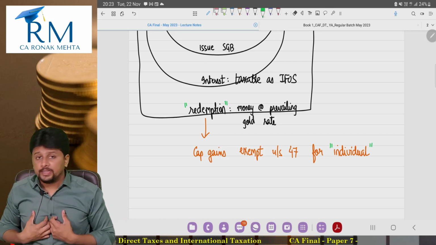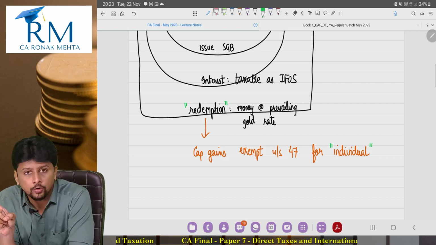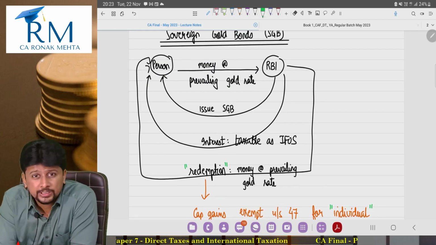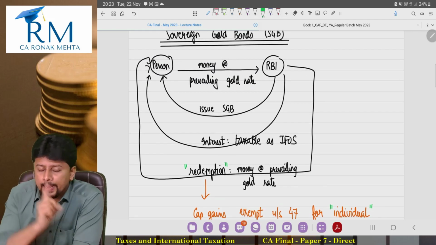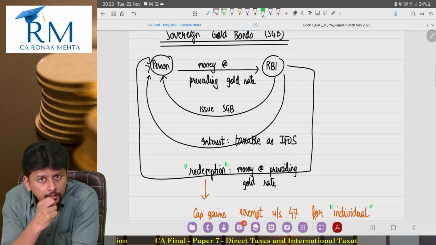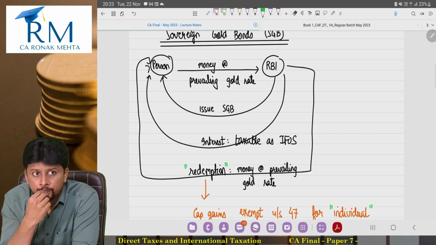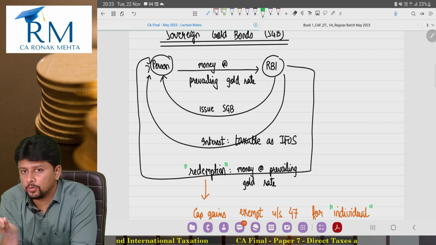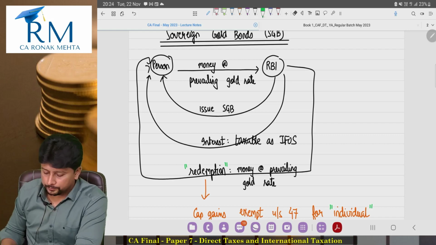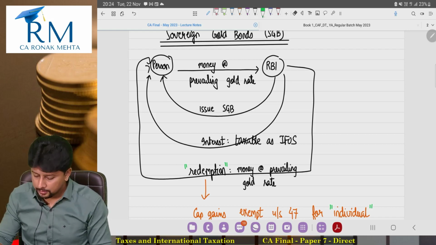Now as an individual, I will start thinking, if I purchase gold biscuit and sell gold biscuit, capital gain is taxable. But instead, if I purchase sovereign gold bonds and keep it up to the end, the entire profit is exempt. This is the government's way of tempting the assessee: okay, do not invest into physical gold, invest into gold bonds. Now, this much being clear in your mind, let's play with the exemption wala part.